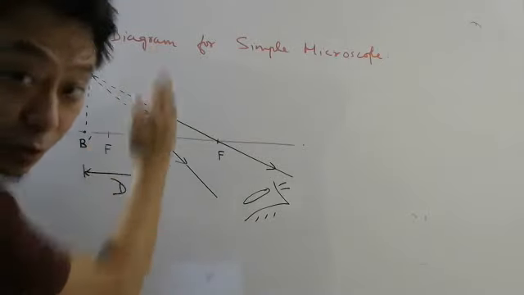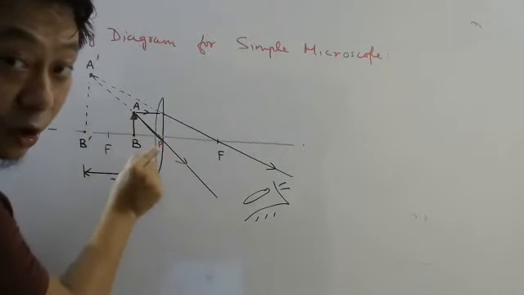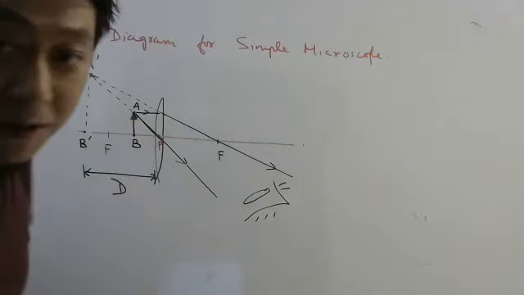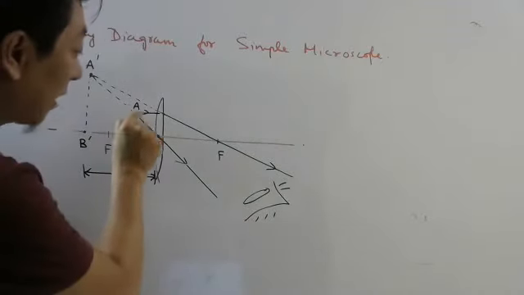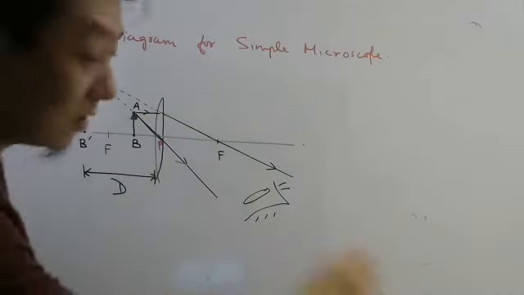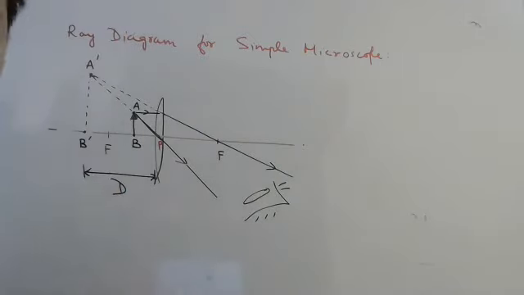Bring the object close to the lens. Then first you draw the light that passes through optic center, because that you cannot change. That will go straight. Then you draw the one that is parallel to principal axis. That will always pass through focus. Then wherever these 2 rays will meet behind, that is where the image will be formed.